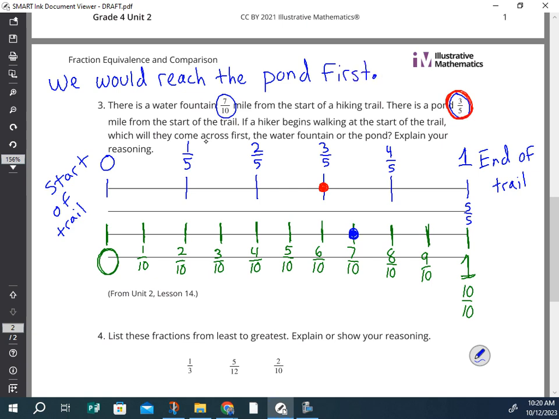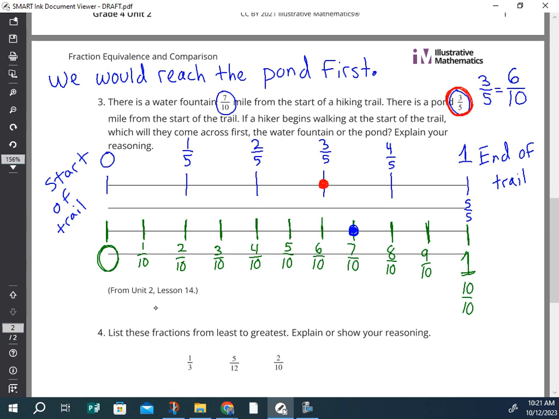Now, could you use another strategy like make an equivalent fraction for 3/5? Yeah, you could do that. You could take 3/5 and change it to tenths. I think you could do that too to help with your thinking instead of drawing the picture. Oh, it's the same as 6/10, and then oh, I would get to 6/10 first, which is also the pond. Lots of ways to solve that.